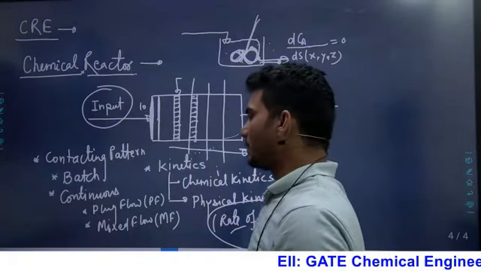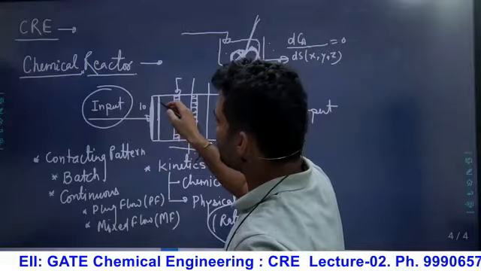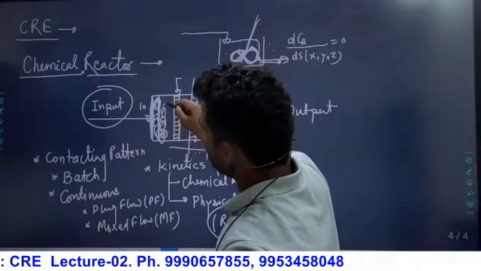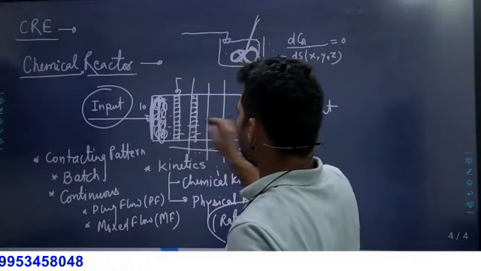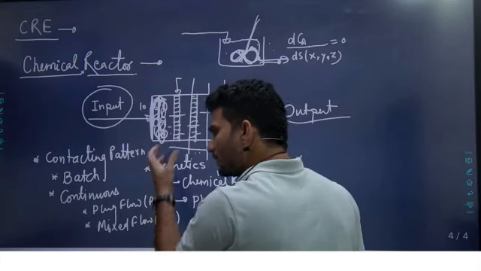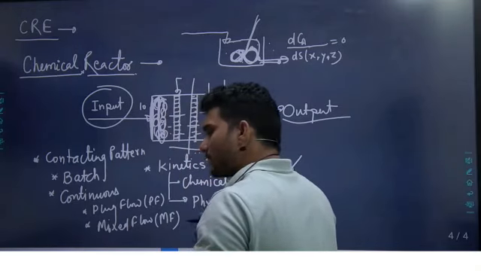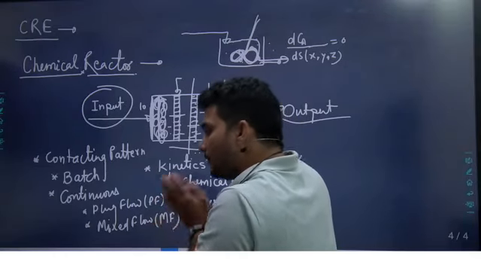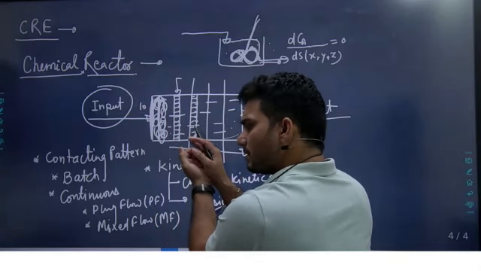Other than that, what are we finding? Contacting pattern: when I discuss non-ideal reactors, it may be possible that some reactant molecules react or mix in the very starting, early mixing, and after that they will not mix and will come out. With the help of the contacting pattern, we will understand how early or late the reactant particles will mix. So early mixing means just at the starting they mix, after that they come out.